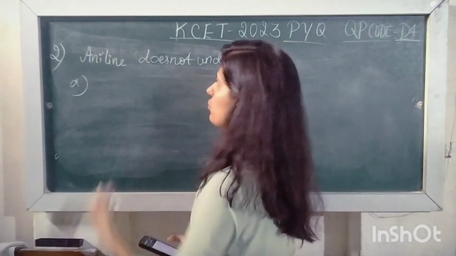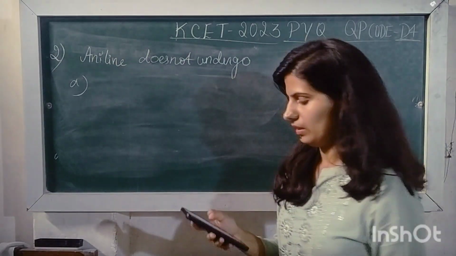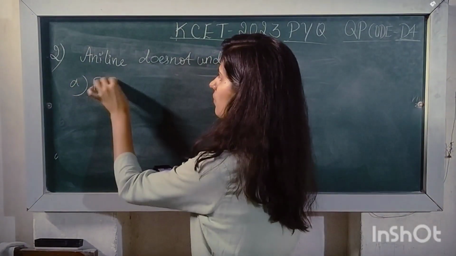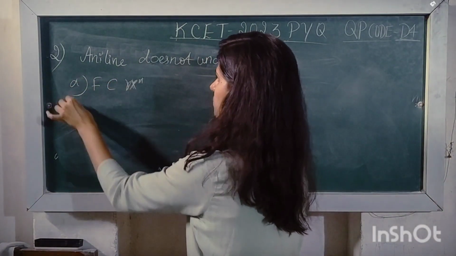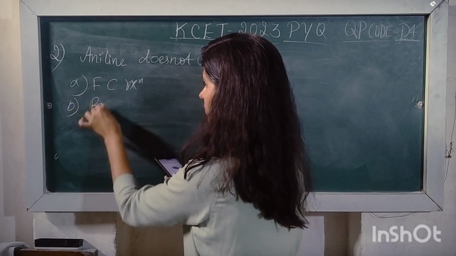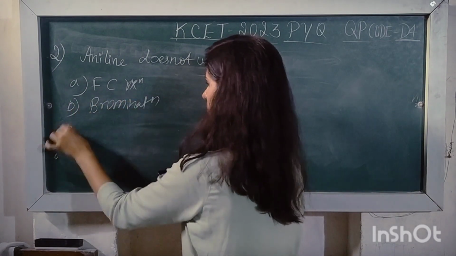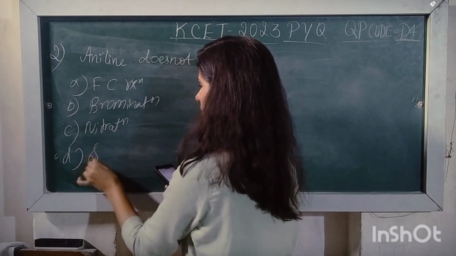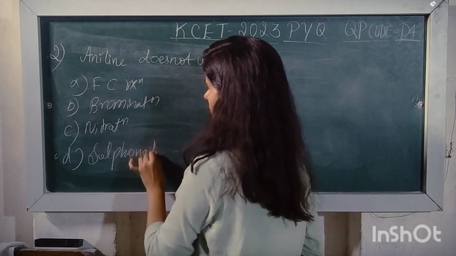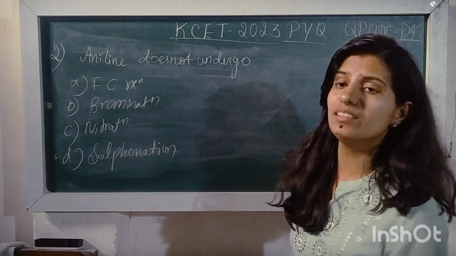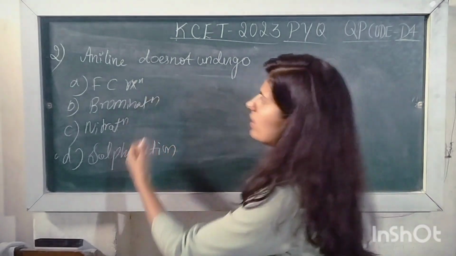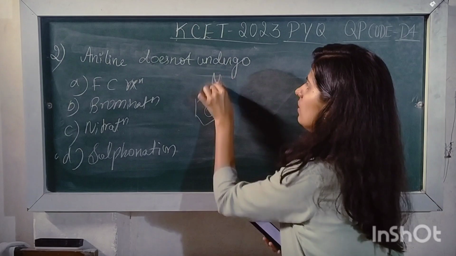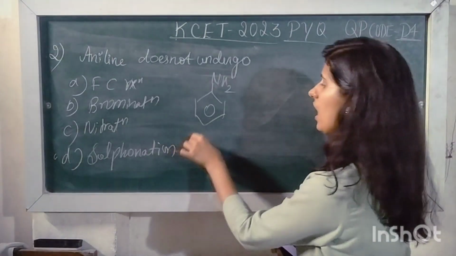Here we have the second question. Which of the following does not undergo: option A, Friedel-Crafts reaction; option B, bromination; option C, nitration; and D, sulfonation. Aniline does not undergo which of these? Aniline is a benzene ring attached to an NH2 group. This is aniline.